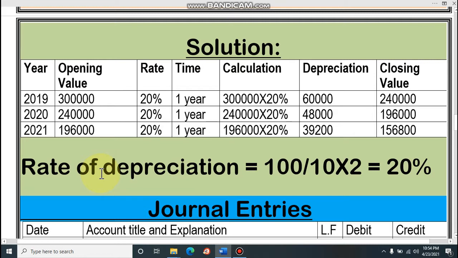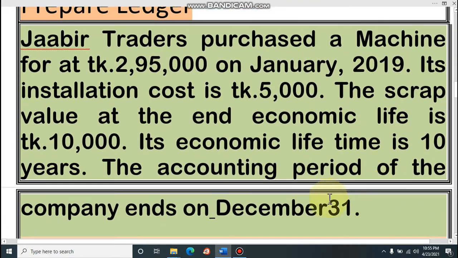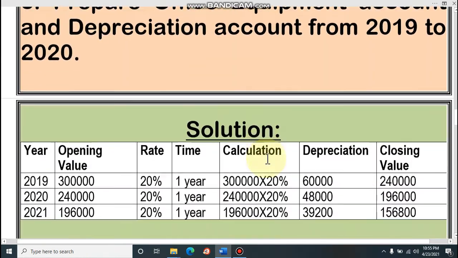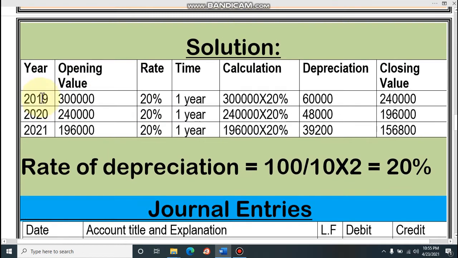Dear student, in the very first class I discussed how to calculate the rate of depreciation under the reducing method. The formula is 100 divided by estimated lifetime, into 2. If you see the math, the economic lifetime of this is 10 years. So 100 divided by economic lifetime 10 years, into 2, that means it is 20%. That means the rate of depreciation is 20%.